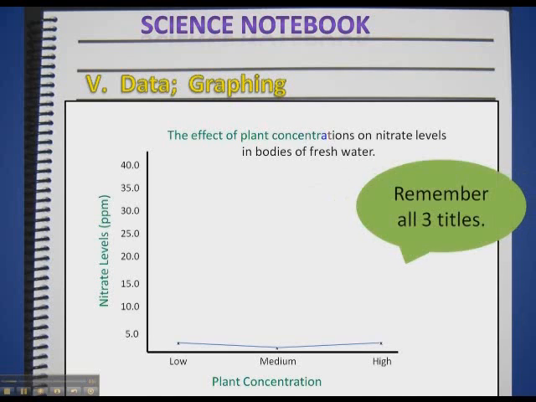The first thing is, remember all three titles. You need to have a title on the x-axis, which is here. You need to have a title on the y-axis, which is the vertical line. And of course, the title, which a lot of people forget, is the one which sums up the entire graph. If you notice, this title looks a lot like our question. It's not a question, it's a statement. So always remember to have all three titles.